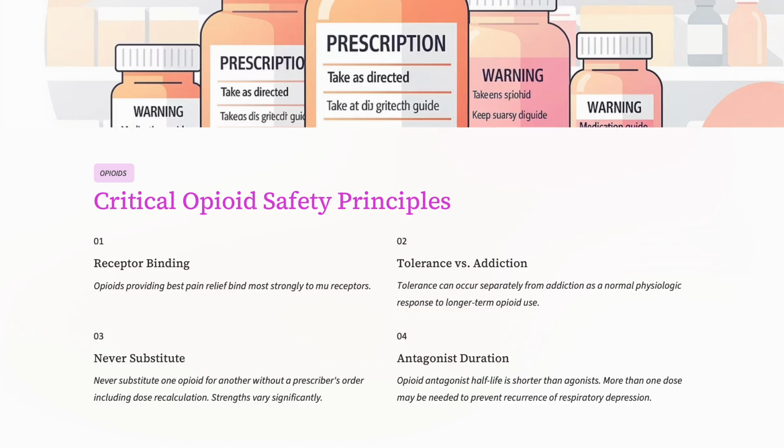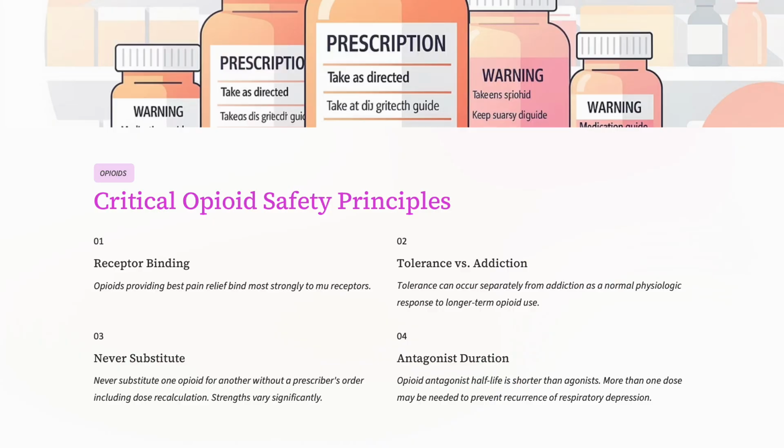So with opioids, I've already mentioned a couple of things that we need to note, but when we give opioids, these are a really high risk medication, and we want to check some things. First, we need to understand that opioids are going to work by attaching or binding to a receptor. That's just the mechanism of action of how they work.